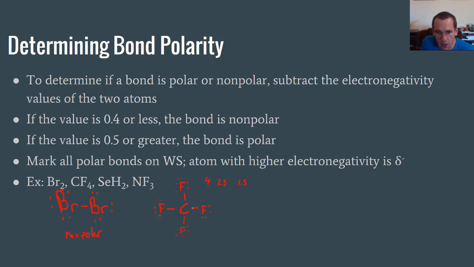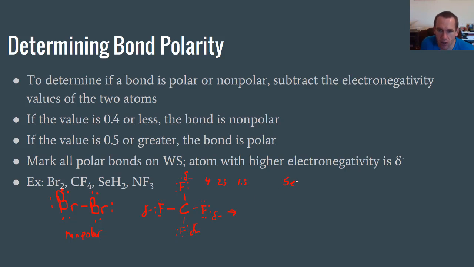And so in the bond, this is going to end up pulling a slight negative. This is the Greek letter delta. It's a lowercase delta, and that's what we use to mark the side that has the higher electronegativity, because the electrons are pulled towards it. So each one of these gets a delta minus, because each fluorine has the higher electronegativity.